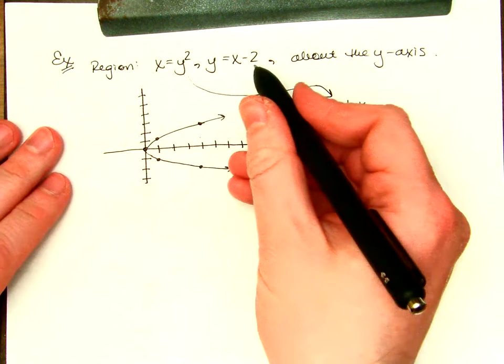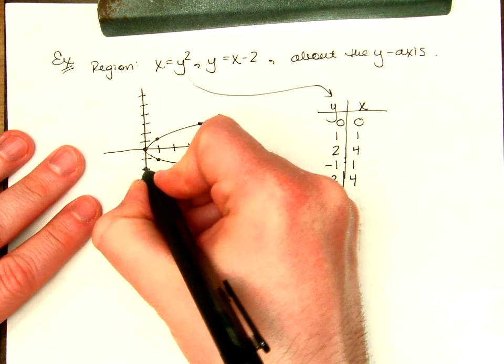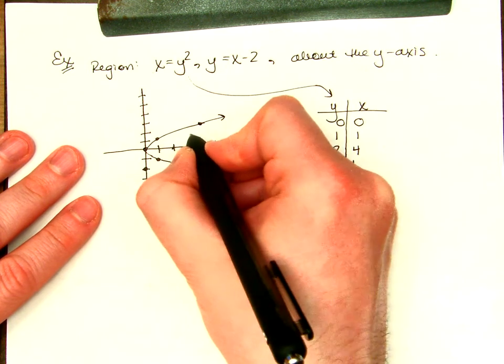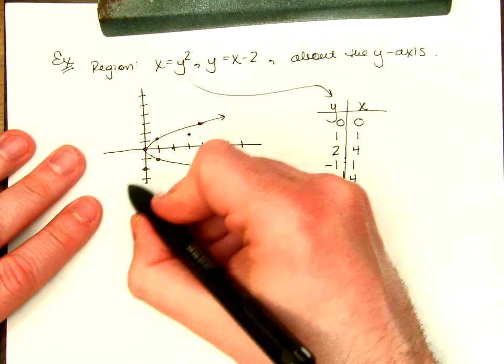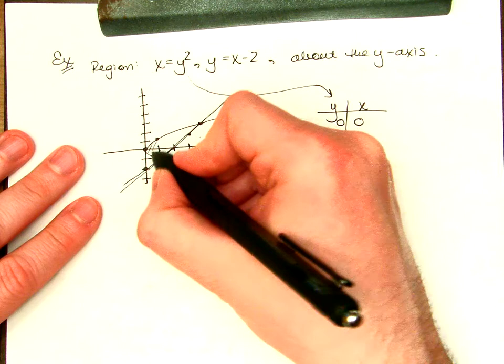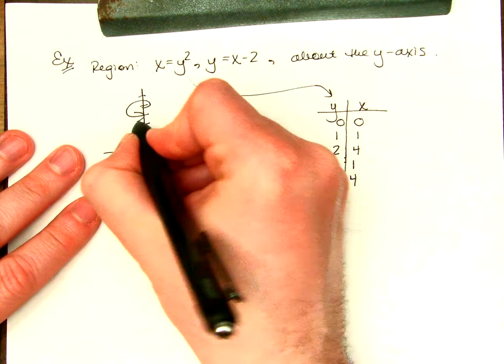y equals x minus 2. Well, that's not bad. It's already in a good form for us. I'm going to start at negative 2. Slope is 1, so up 1 over 1, up 1 over 1, up 1 over 1, up 1 over 1. That worked out nicely. This is my region. And I'm going to spin that thing around the y-axis.